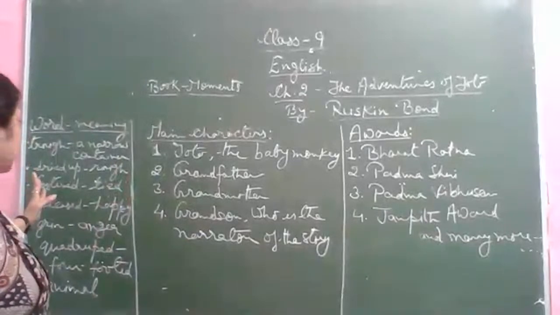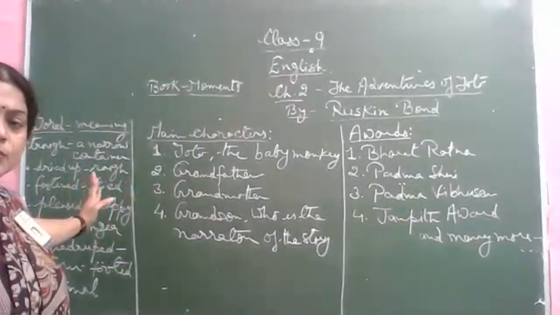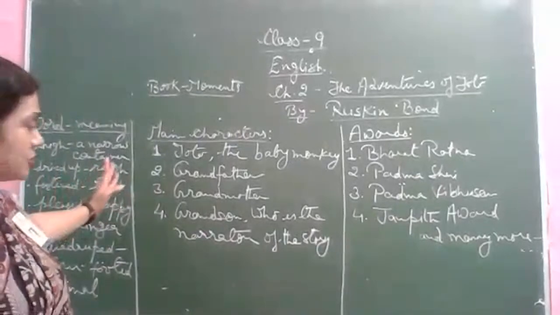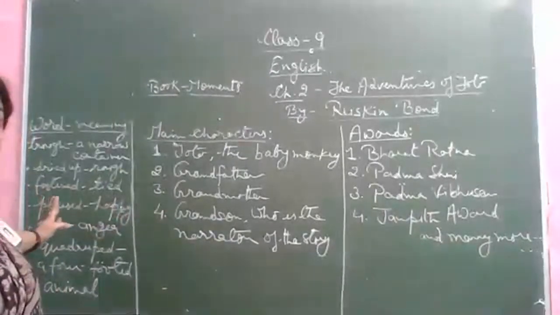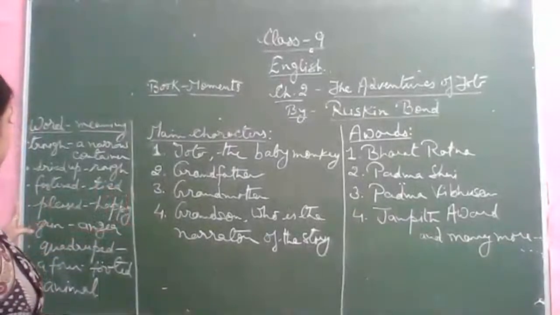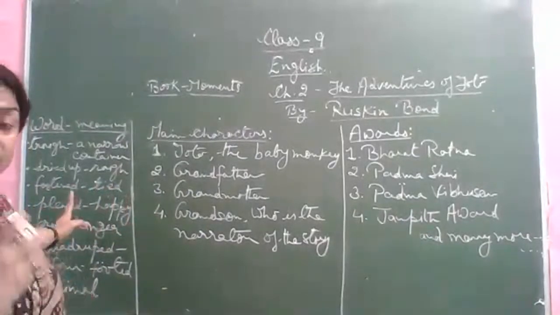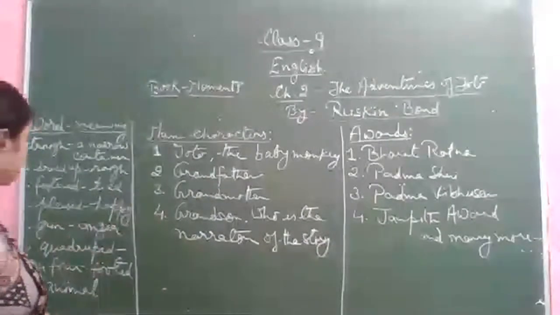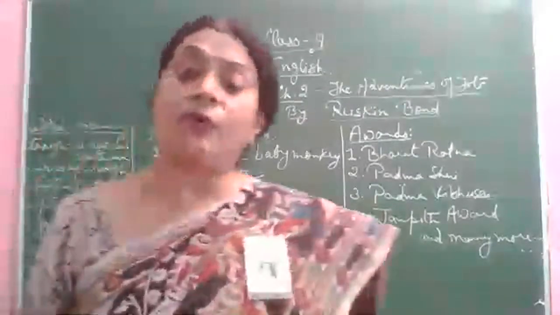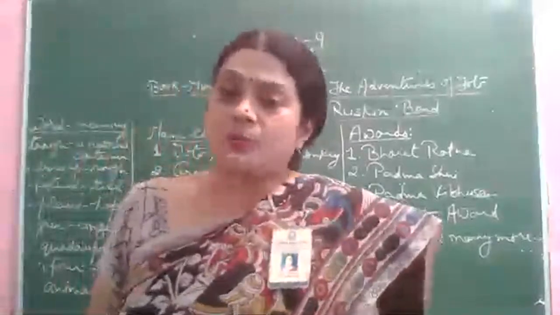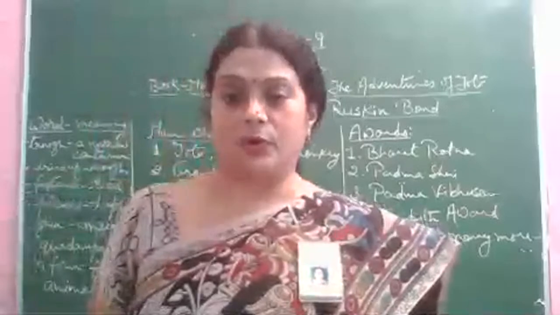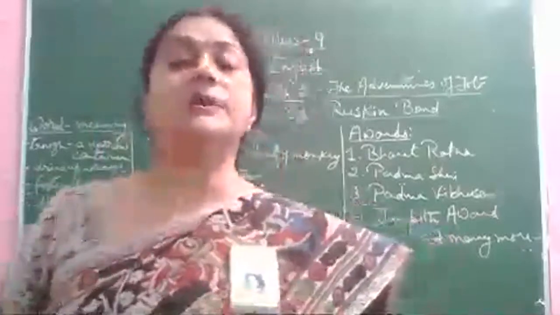And the next word is fossil. Fossil means to tie or tied, as it is in past tense. So tied, pleased, very happy. Next is grin. Grin means to look in anger. And next is quadruped. What is the meaning of this word? You must be knowing. Four-footed animals are known as quadrupeds. And few more hard words are there.